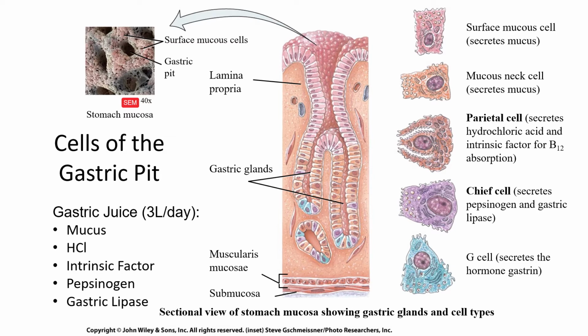We have chief cells that are going to secrete something called pepsinogen, which will be converted into pepsin, which is the predominant enzyme within the stomach. It's going to break down proteins. And then we have G cells that secrete a hormone known as gastrin. And this hormone is going to activate chief cells and other cells within the stomach, and it will activate cells throughout the digestive system. The most important cells that we're dealing with here are the parietal cells and the chief cells. Mucus cells are found throughout the digestive tract.